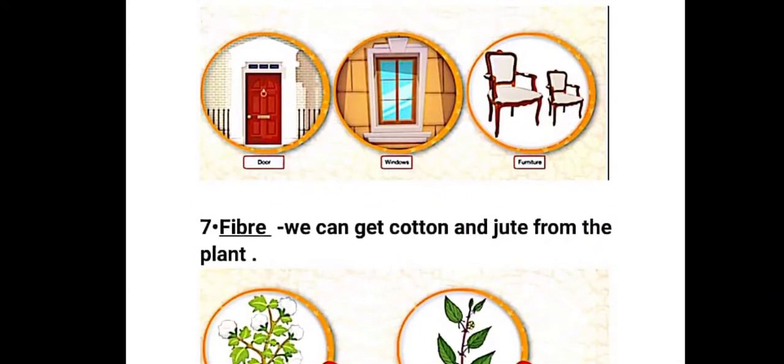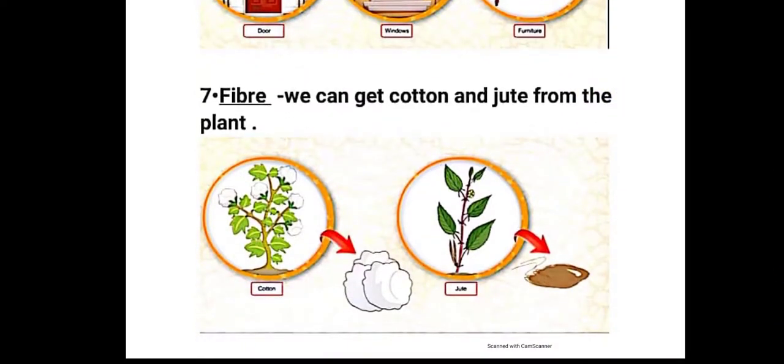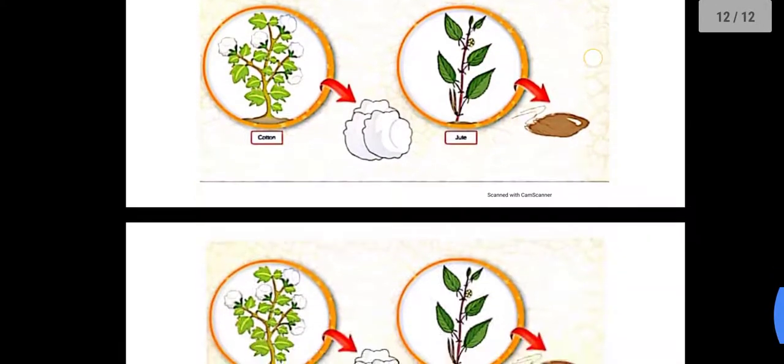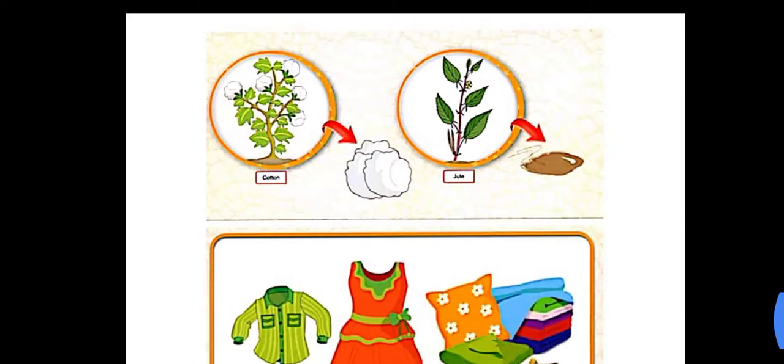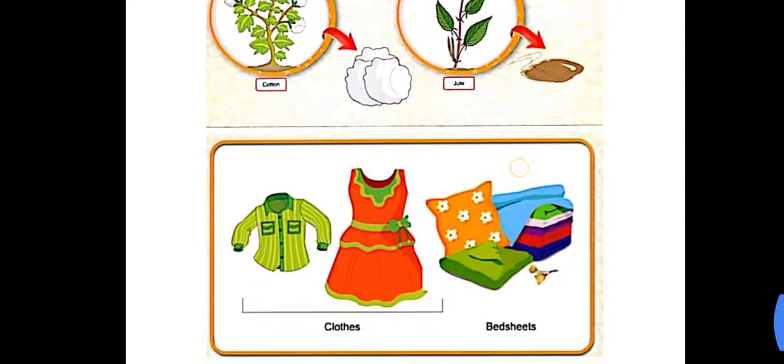Seventh point is fiber. We can get cotton and jute from the plant. Cotton comes from the cotton plants. Cotton can be made into thread. The thread is then woven into clothes. And from that cloth we make our dresses. See in this picture.